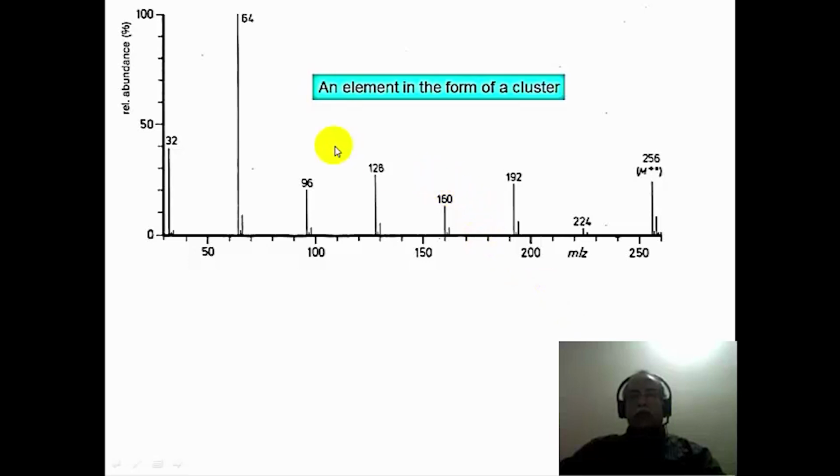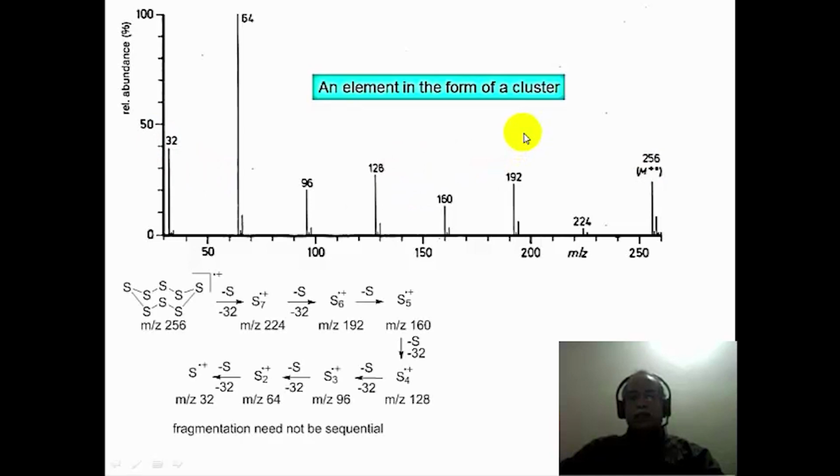The next problem deals with an element which is in the form of a cluster. In other words, if you look at the mass spectrum carefully, there are many peaks, but if you consider the adjacent peaks, each one corresponds to a mass unit difference of 32. So 32 plus 32 is 64, 64 plus 32 is 96, plus 32 is 128, plus 32 is 160, and so on, all the way up to 256. So 8 times 32 is 256, and an element with an atomic weight of 32 would be sulfur. So we are talking about the sulfur S8 cluster.